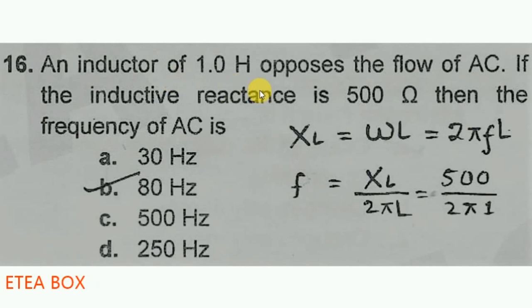An inductor of 1 Henry opposes the flow of AC. If the inductive reactance is 500 ohm, then the frequency of AC is, now inductive reactance is equal to omega L, where L is the inductance. Omega is equal to 2 pi F and L is the inductance. Now bring this L and 2 pi into the denominator. So you will get frequency is equal to XL divided by 2 pi L. The inductive reactance is 500 ohm, 2 pi, and the inductance is 1 Henry. When you divide 500 by 2 pi, you will get about 80 Hertz.